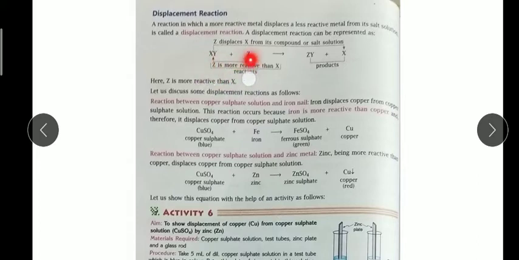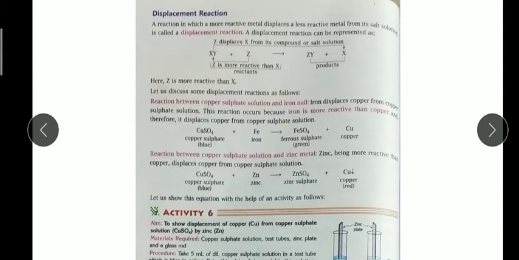So this Z will remove the X, and afterwards it will form a new product, which is ZY. Z is more reactive, so it can displace the X from XY, and after displacing, it will form ZY, and we will get the X. So here you can see Z displaces X from its compound or salt solution.